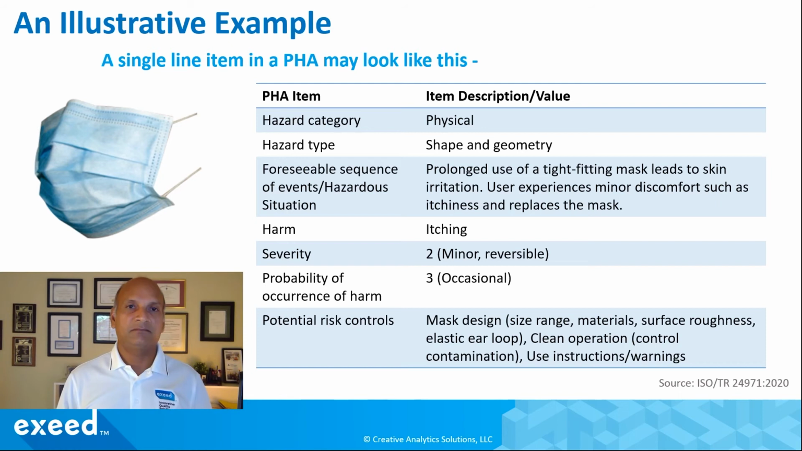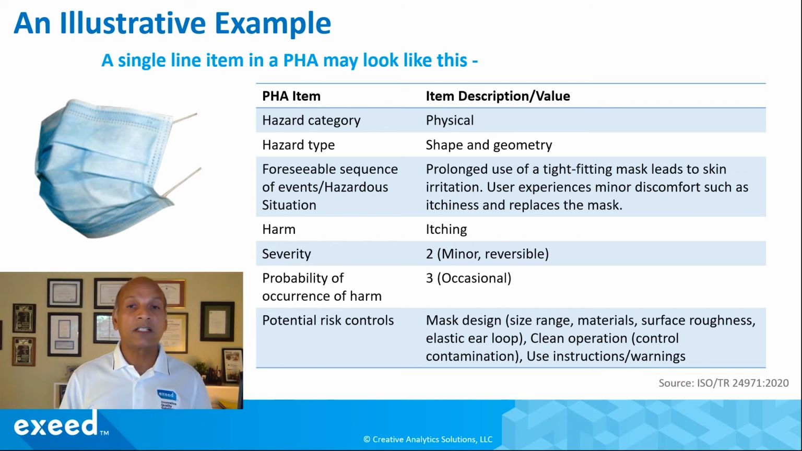Harm is itching. Severity, you may have a scale, maybe 1 to 5 scale. I just took an example of 2 because it's a minor issue and it could be reversible. There is no permanent damage. Probability of occurrence of harm, again, you may have 1 or more levels, occasional, maybe some frequency, some rate that you can come up with, some quantification, and maybe it's happening occasionally.